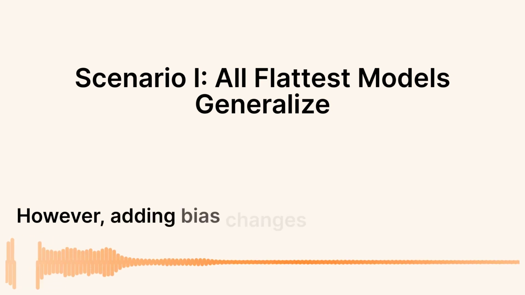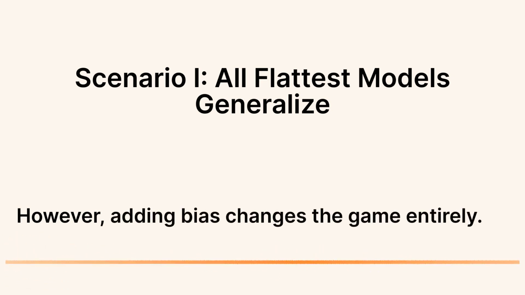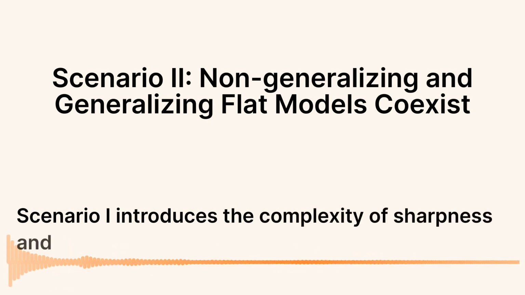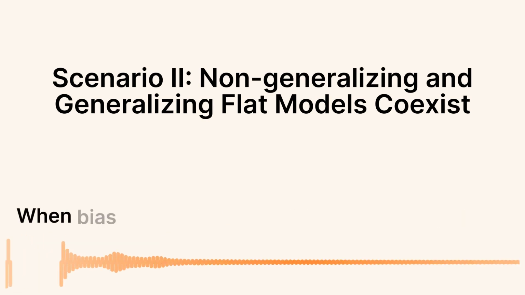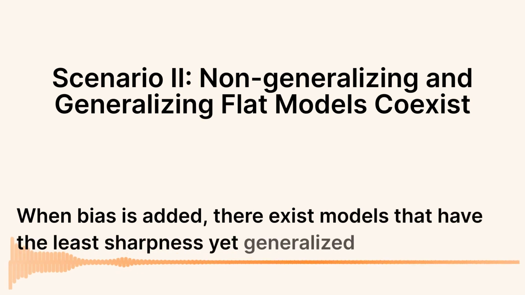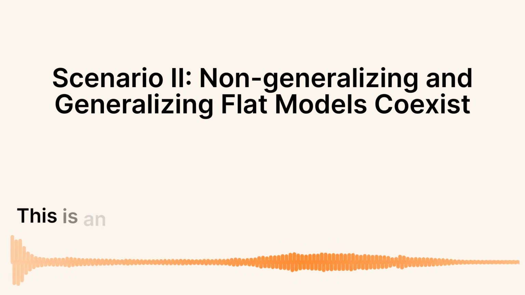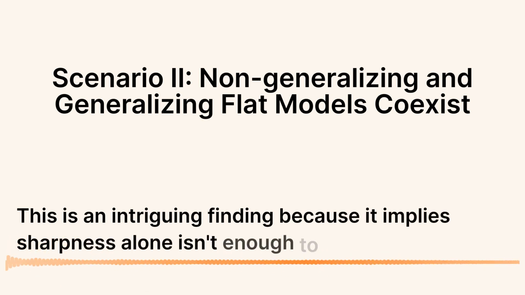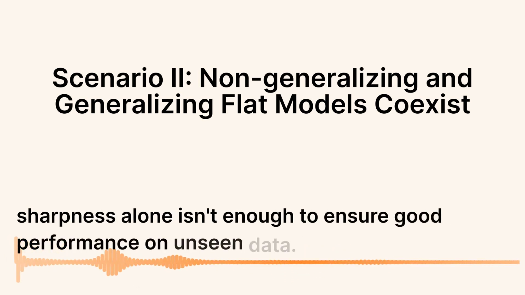However, adding bias changes the game entirely. Scenario I introduces the complexity of sharpness and generalization. When bias is added, there exist models that have the least sharpness yet generalize poorly. This is an intriguing finding because it implies sharpness alone isn't enough to ensure good performance on unseen data.